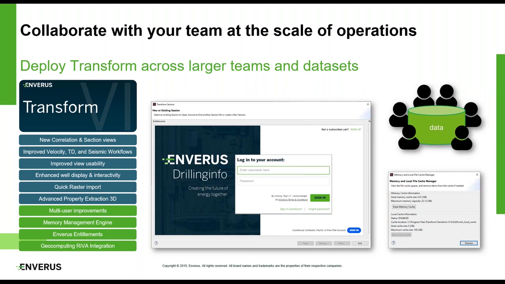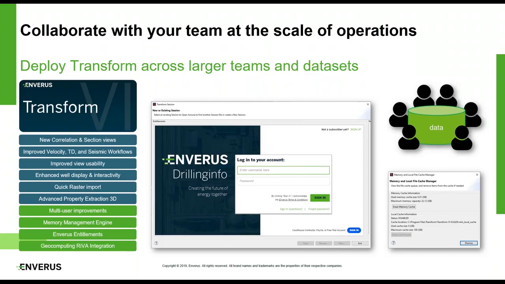So you'll find that Transform 6 actually has a smaller base memory footprint than previous versions of Transform, and the memory management tools have been improved. That's a big deal if you're trying to push the boundaries of seismic and well data.